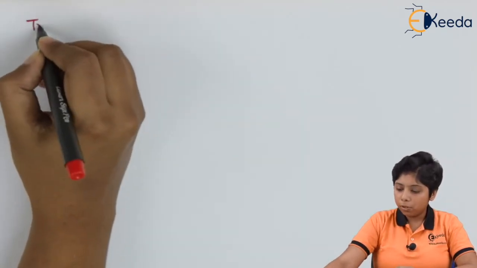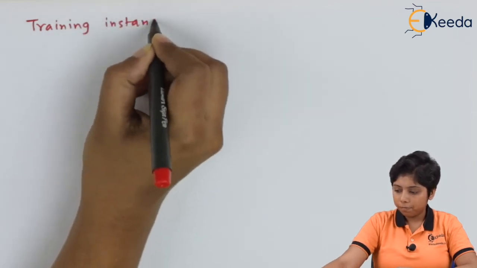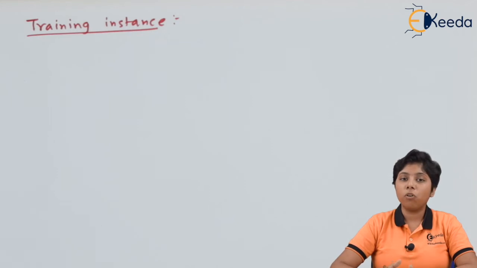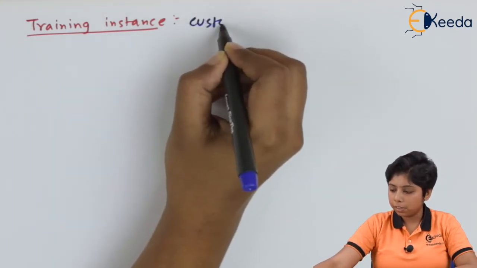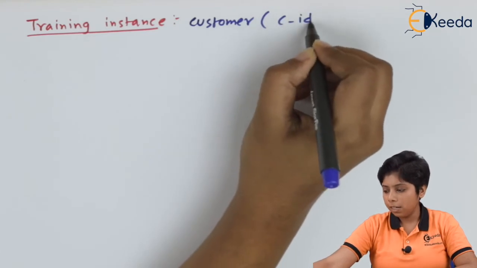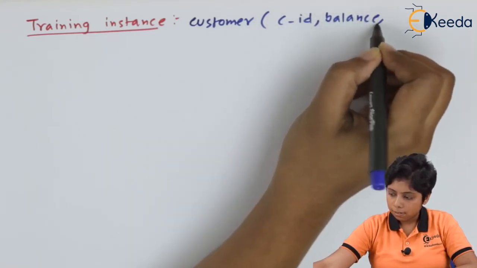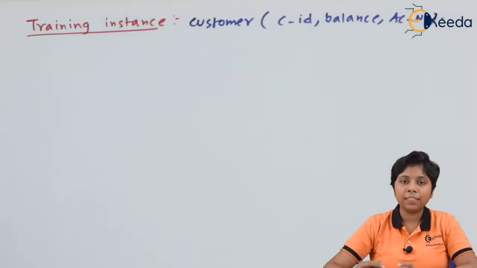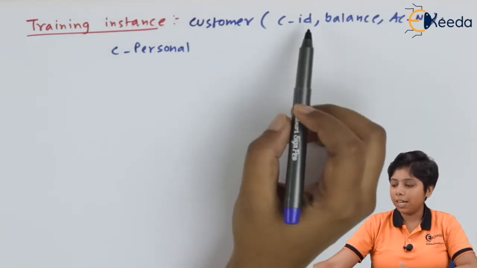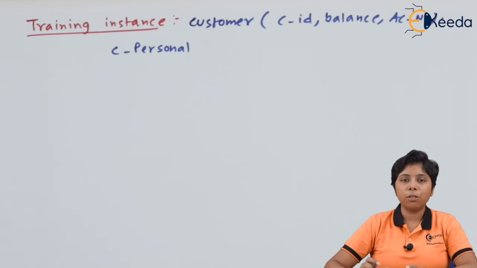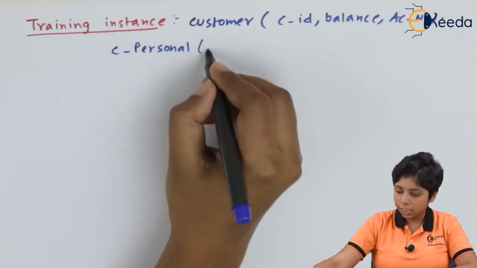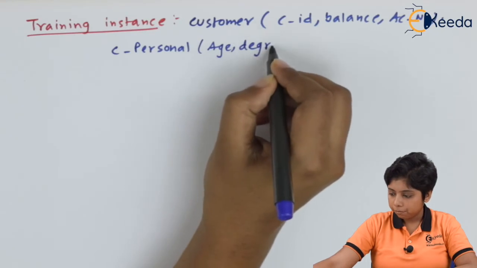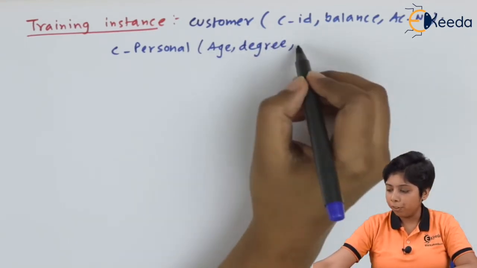Now the statement classification goes for a training instance. Suppose the training instance is based on the data that is already stored in the data warehouse. Suppose we have the relation customer, in which the customer table contains the customer ID, the balance, and the account number as the bank's information on the customer. And again, for the customer's personal info, we have his age, degree, or we can have his income.